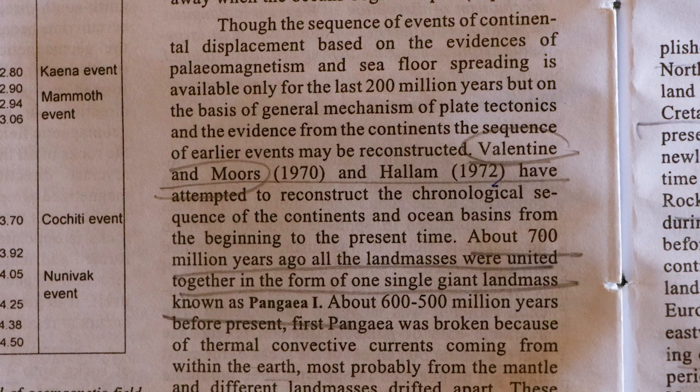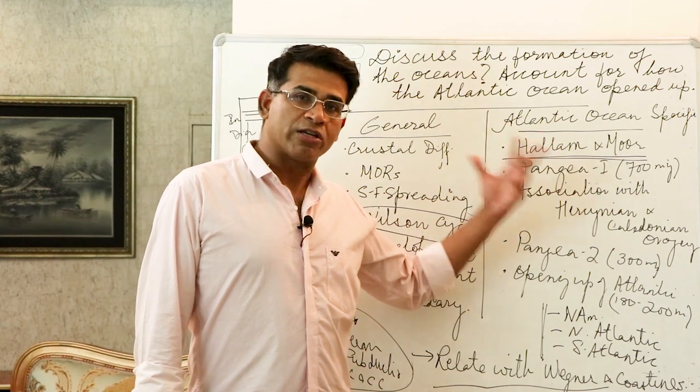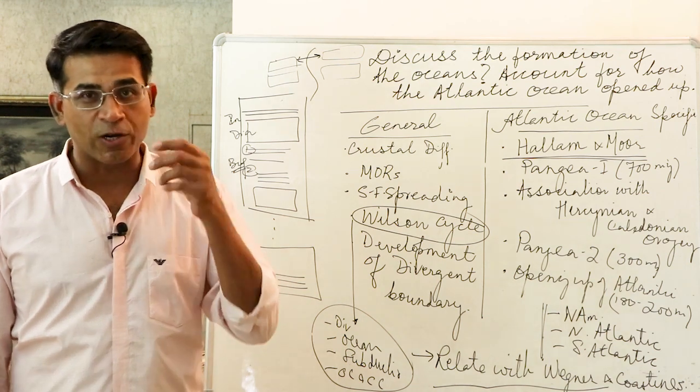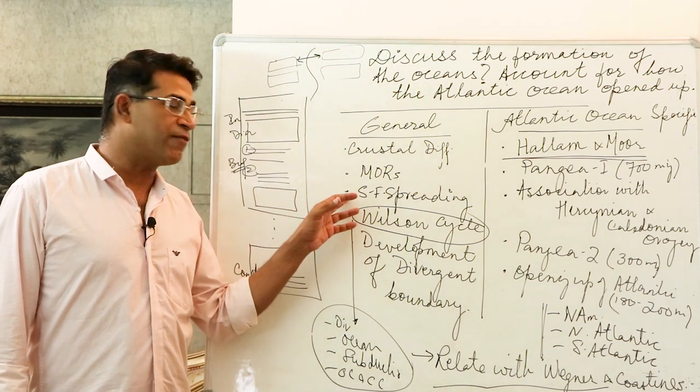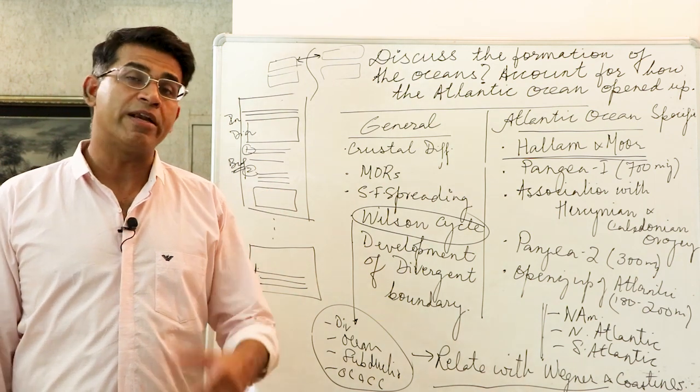the sequence of events of continental displacement based on evidences of paleomagnetism and seafloor spreading is available only for the last 200 million years, but on the basis of general mechanism of tectonics and evidence from the continents, the sequence of events is reconstructed. So the studies were not just based on the Atlantic Ocean floor. Why Atlantic Ocean? I think all of us again know, as a part of subduction margins and seafloor spreading, the Atlantic Ocean is not older than 200 million years.